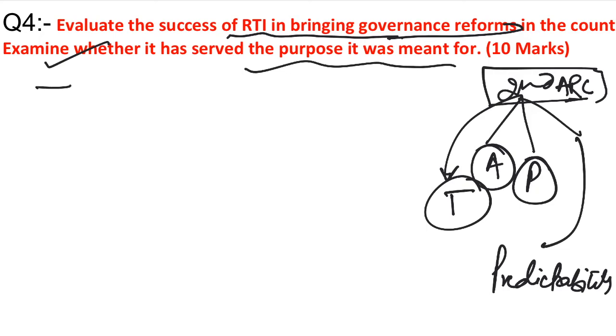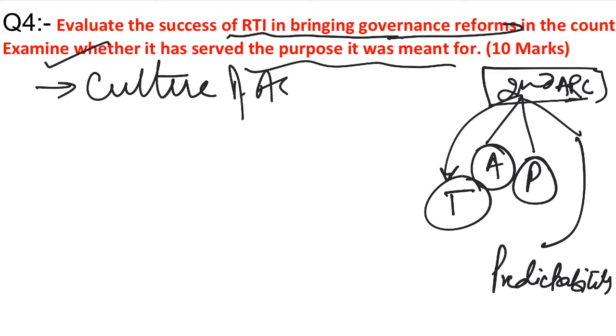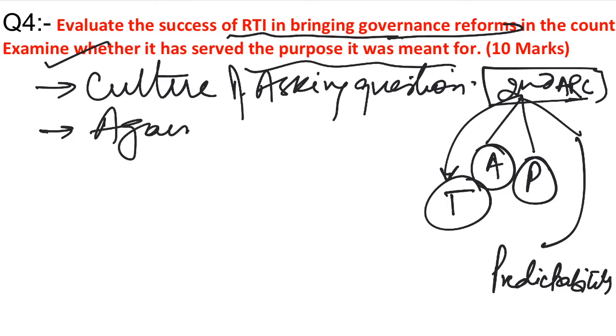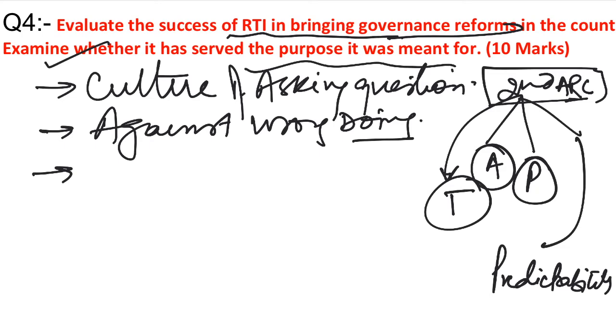After that, you can say that the very first success of RTI is that now there is a culture of asking questions. Earlier, it was a culture of secrecy, and now it has been transformed into a culture of transparency. Then you can say that it is a strong deterrent against any wrongdoing, because any organization knows that if they are doing something wrong, then based on the RTI, the people or the activists can have the information, and it can bring disrepute to their organization. It can happen.